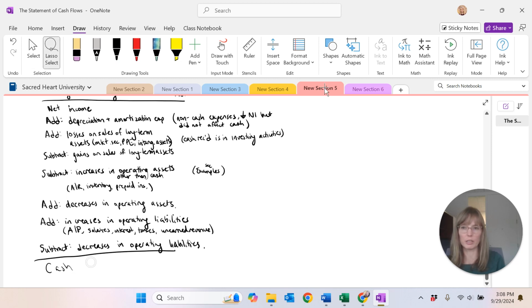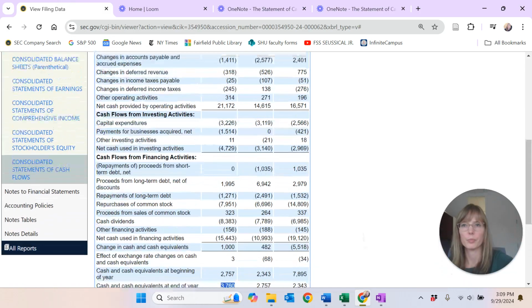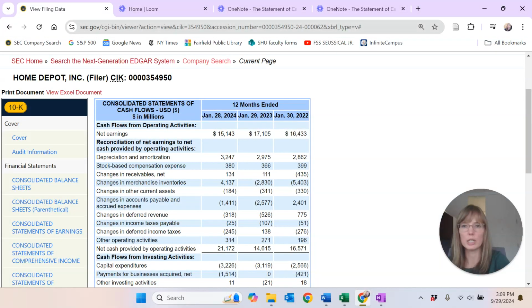Let's take a look back at Home Depot's statement of cash flows. In the operating section, we see net income as the top line. Then we have add back, depreciation and amortization. They mentioned stock-based compensation. That is a non-cash item. It reduced income, so it's added back here. We see changes in receivables, inventories, other current assets, accounts payable, accrued expenses, income tax payable. So a lot of stuff that looks familiar to us. And then finally, our net cash from operating activities.